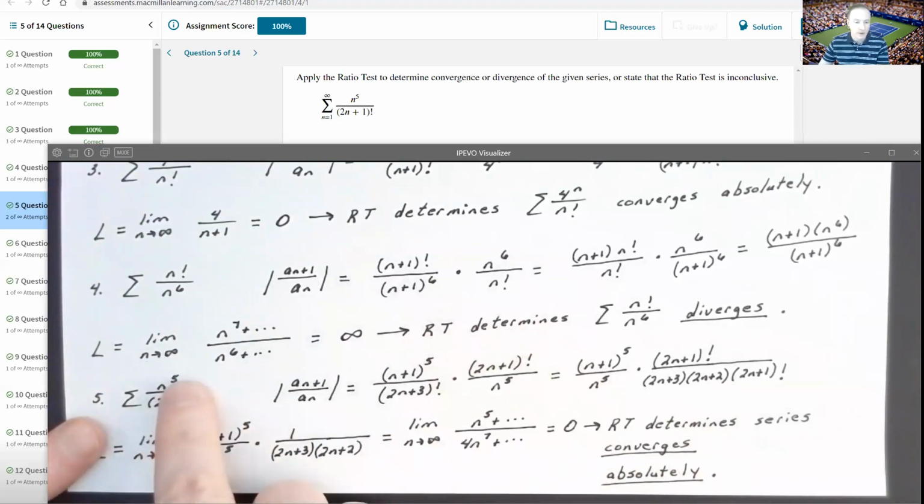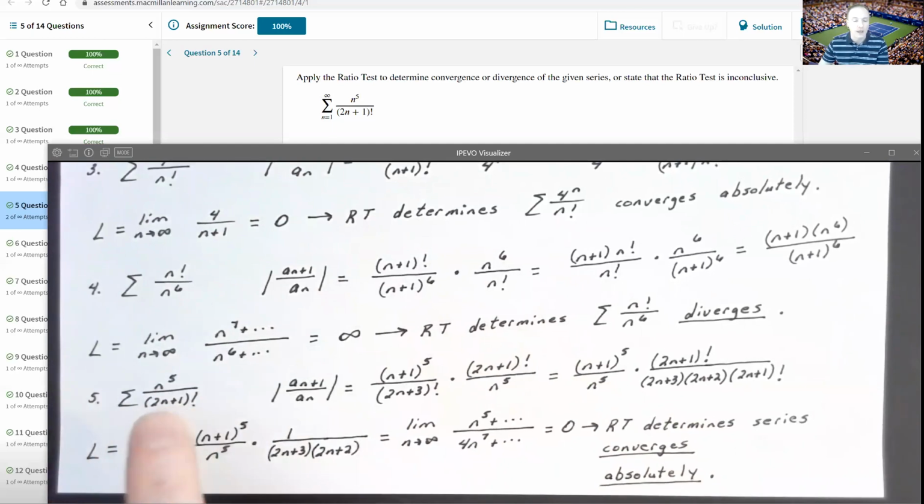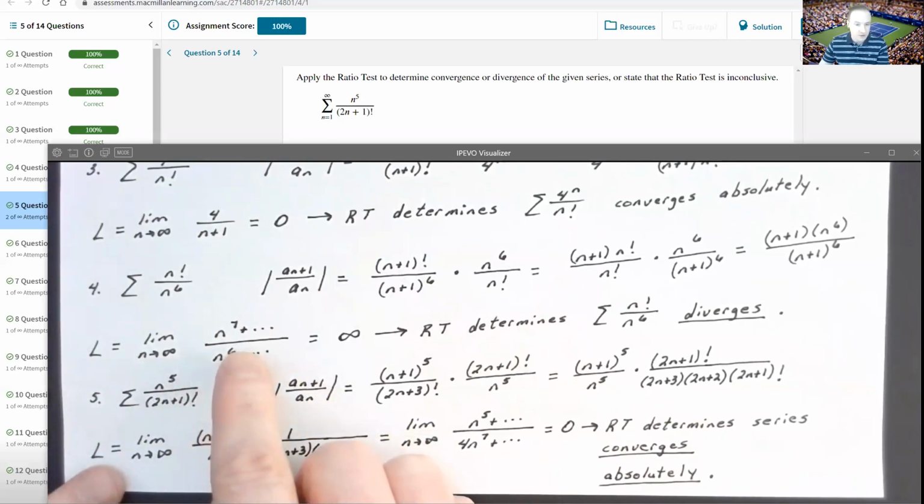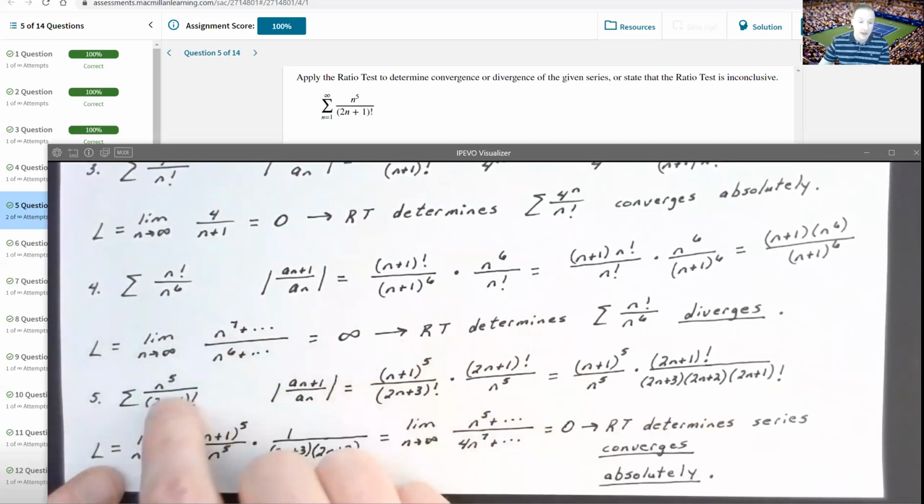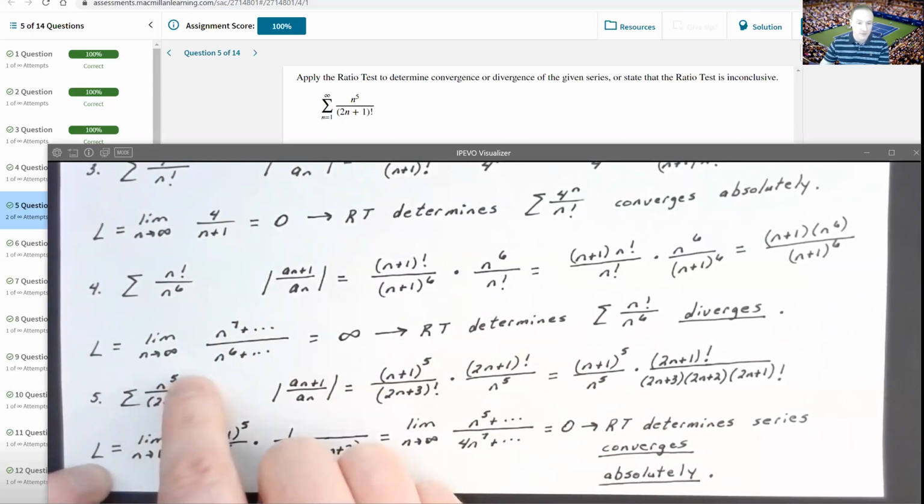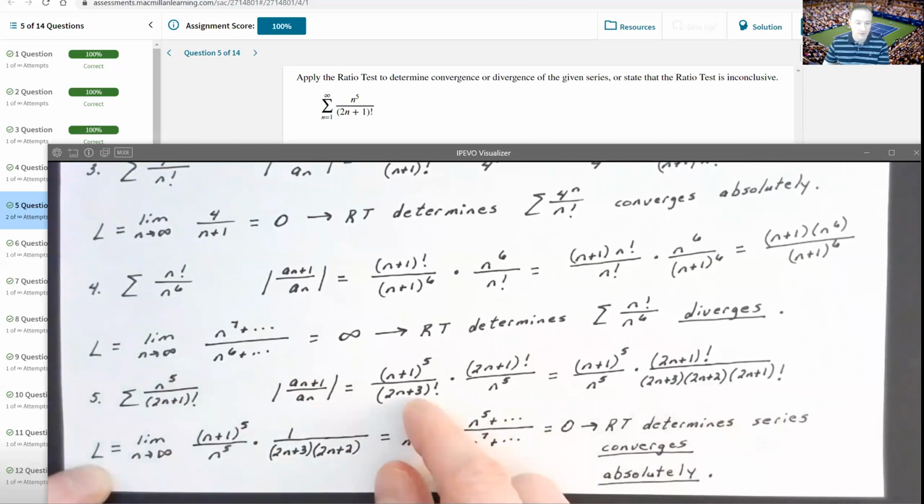Because your numerator is a wimpy little polynomial function, n to the fifth. That denominator is a factorial. As n gets large, factorials grow enormously quickly, way more quickly than geometric or exponential functions, and way more quickly than a little polynomial function. So even if that would be n to the 5 trillionth power, this still is going to converge.